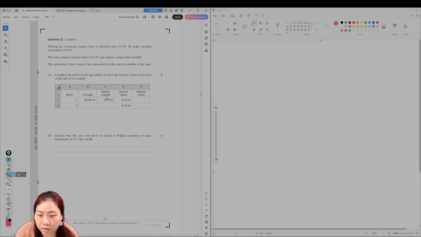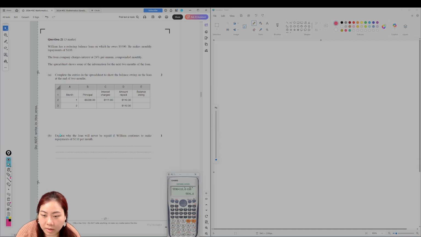The principal, interest, amount. Oh my goodness, he's not even repaying the interest. Oh no. Oh dear. What have we got here? 5590 plus 111.8 minus 110. Oh yeah, of course. So he's still owing 5591.8. So then 5591.8.